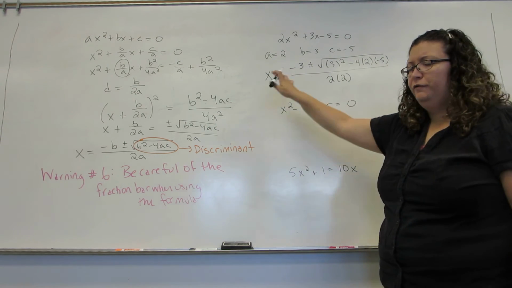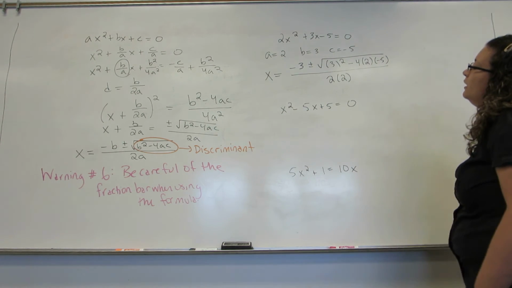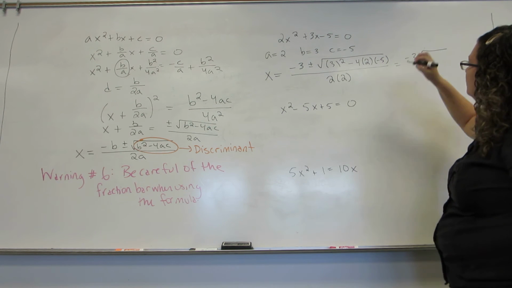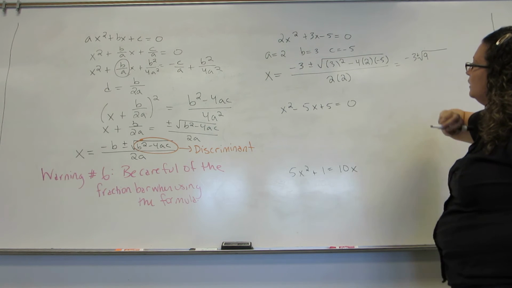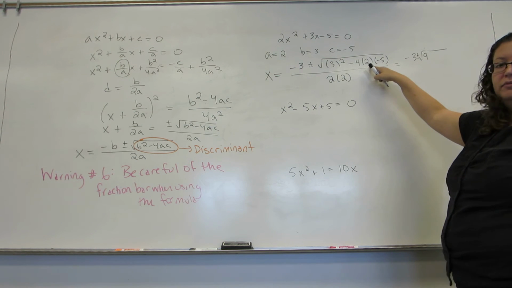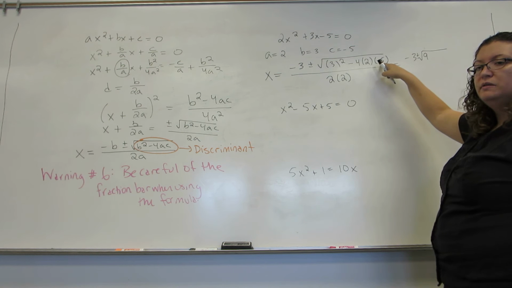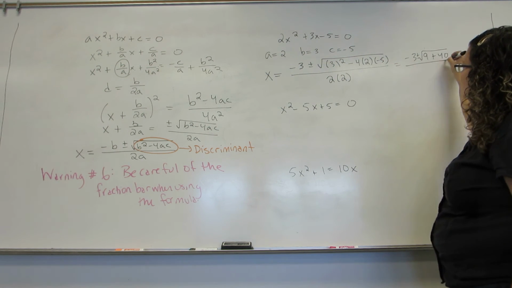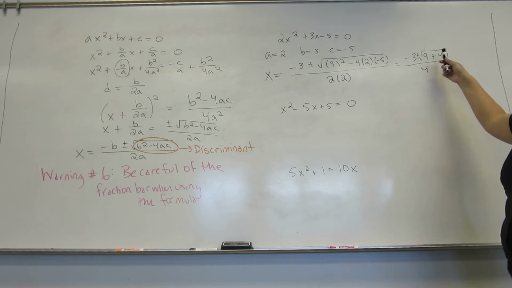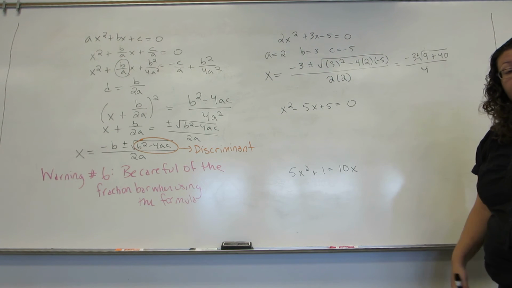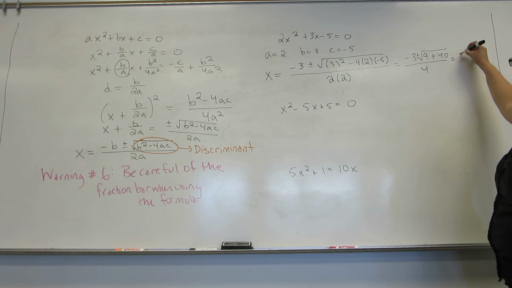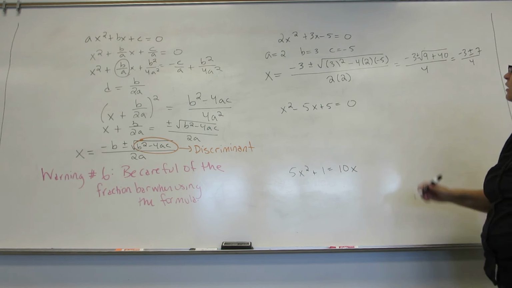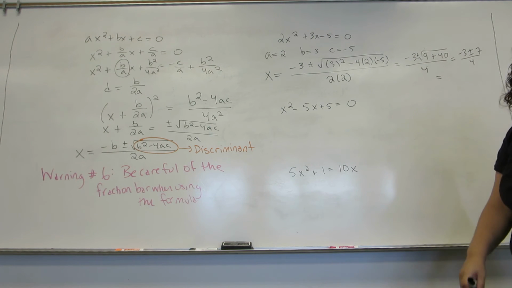Again, be careful to make your fraction bar look nice and long. And now we just have to clean it up a little bit. Negative 3 plus or minus the square root of 9. Now this minus 4 times 2 is minus 8 times minus 5. Well, 8 times 5 is 40, so that's plus 40 all over 4. 9 plus 40 is 49, and we happen to know the square root of 49. So this is really negative 3 plus or minus 7 over 4. And we get two nice pretty answers.